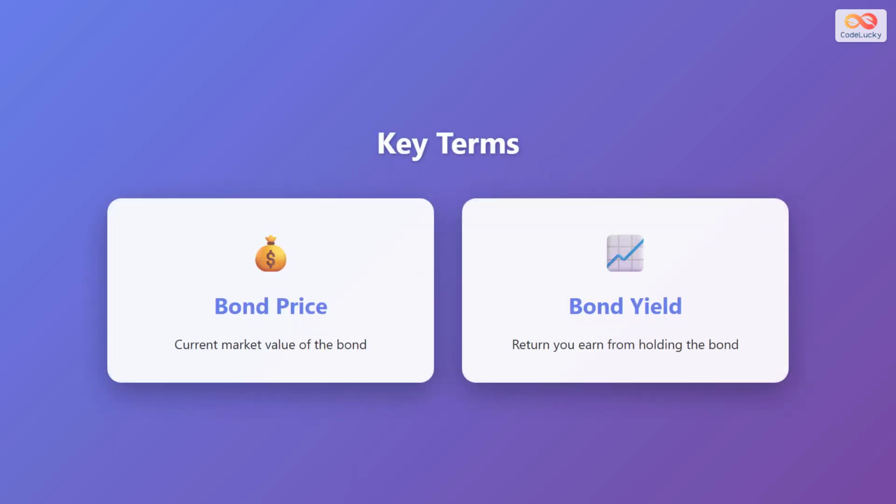There are two key terms you need to know. First is bond price, which refers to the current market value of the bond. This is what you would pay if you bought the bond today, or what you would receive if you sold it. Second is bond yield, which represents the return you earn from holding the bond. The yield takes into account both the coupon payments and any gain or loss from buying the bond at a price different from its face value.